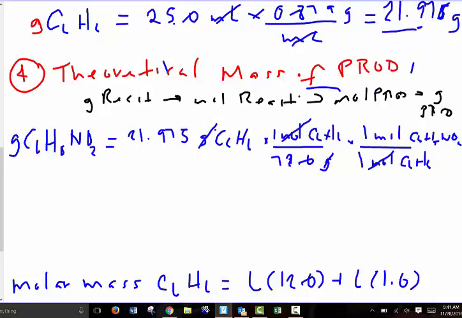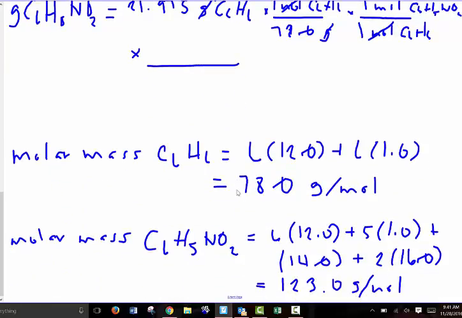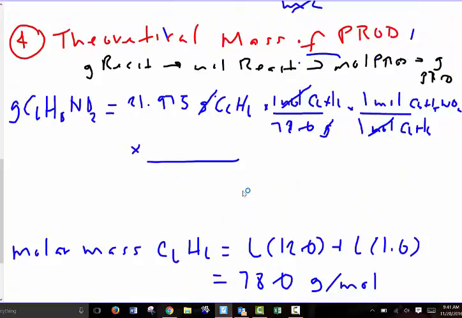I need to get out of moles of product into grams of product. I use my molar mass of my product, which I figured out, it's 123 grams per mole. So I'm going to plug that in, making sure that I put the 1 mole on the bottom this time, because I want to cancel out moles and get into grams. So 123.0 grams goes on the top. All right, and then I cancel out those moles of product. Now I'm in grams of product. So what is my answer?